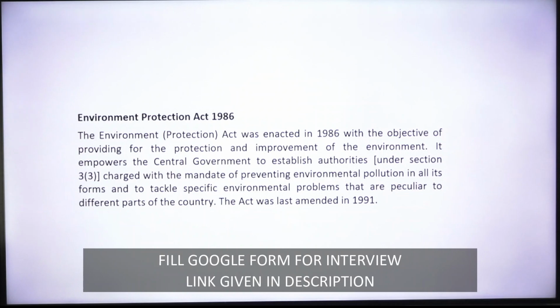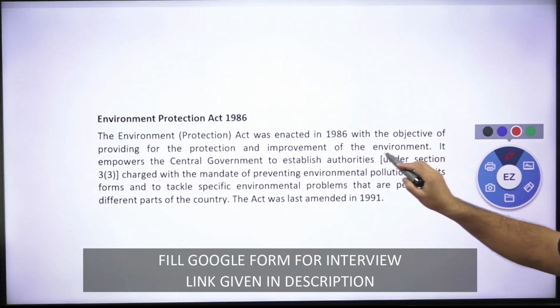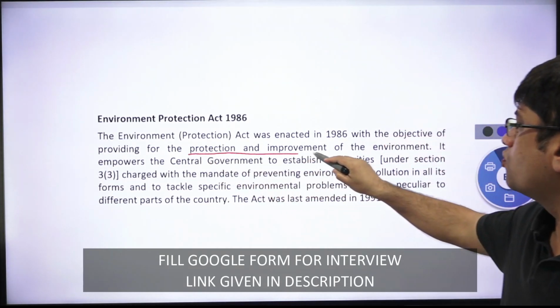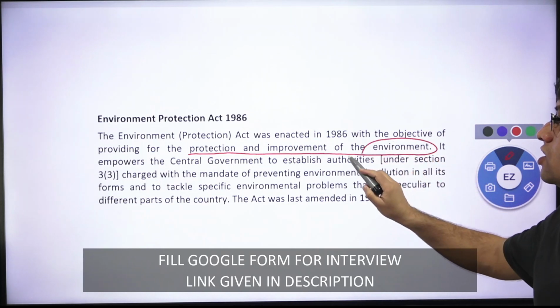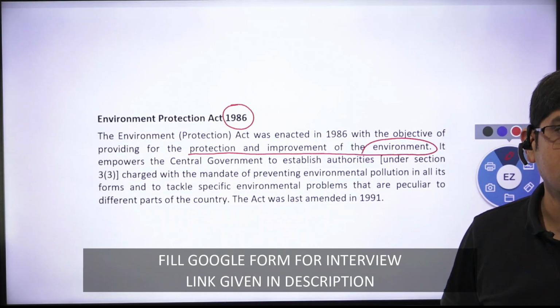Now you see, there are some important laws or legislations which you should be aware of. Environment Protection Act 1986 is something which is very, very important. And what is the main role of that? Its main objective is protection and improvement of the environment. The most important part here is when this act was formed: 1986.